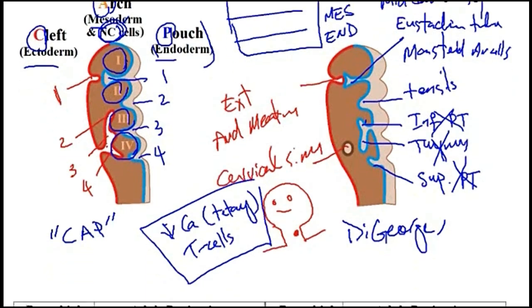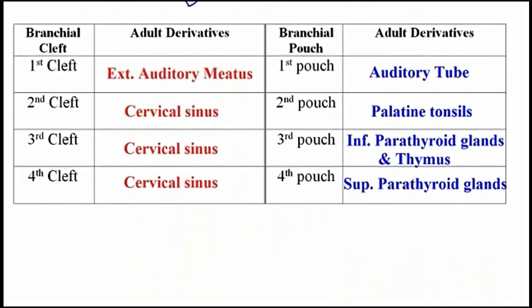But first, I would like to just summarize what I explained about branchial cleft and branchial pouches. So the first branchial cleft gives rise to the external auditory meatus, while the second, third, and fourth one gives rise to the cervical sinus. These cervical sinuses usually get degenerated, but if they persist, they may present as a lateral neck mass. In terms of branchial pouches, the first pouch gives rise to the auditory tube, which includes the middle ear cavity, the mastoid air cells, as well as the eustachian tube.